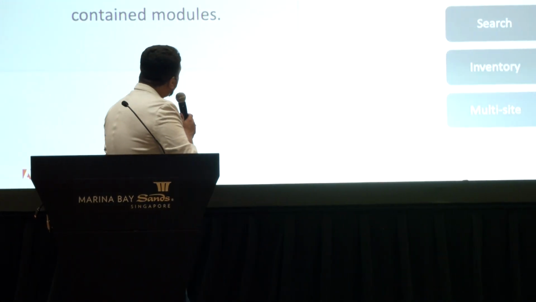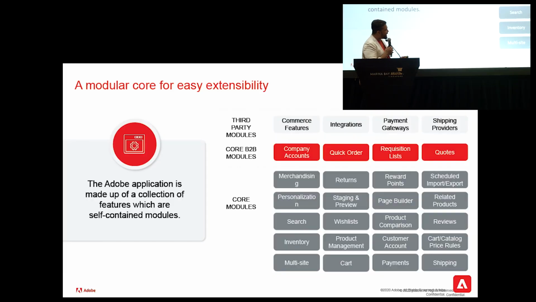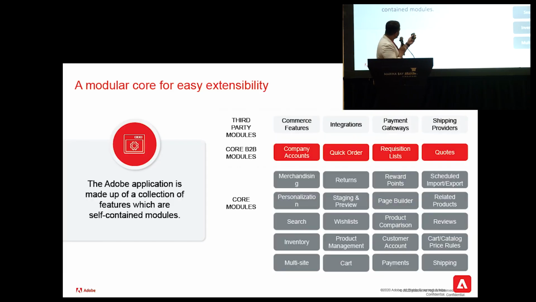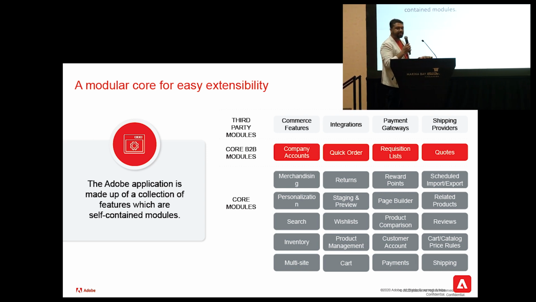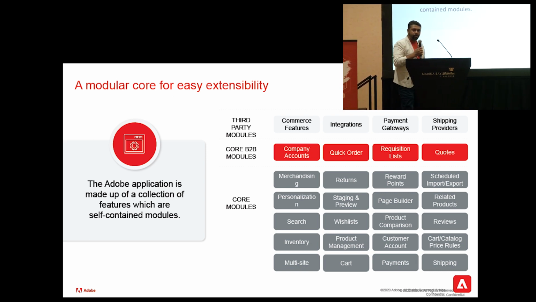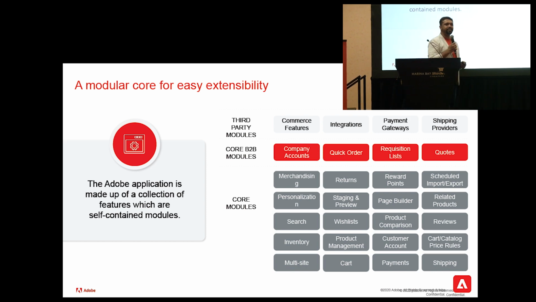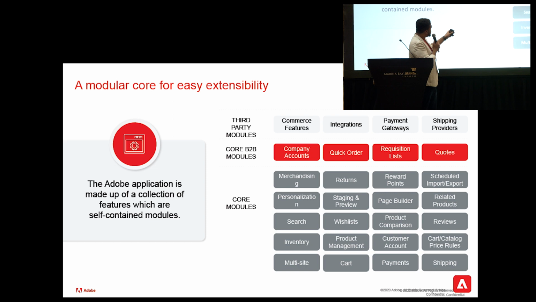Now, a modular approach, and why it is easier to do that. If you see, the Adobe application is made up of collections of features and self-contained modules, right? So as an SI and as a customer, you have the ability to choose whatever you want out of the core modules, which will be facilitated by the GraphQL and API calls that we have, and you can feed them into the front-end architecture.